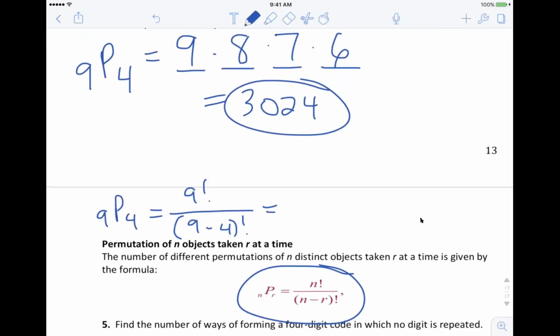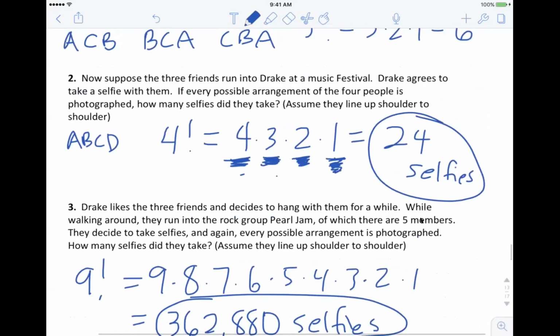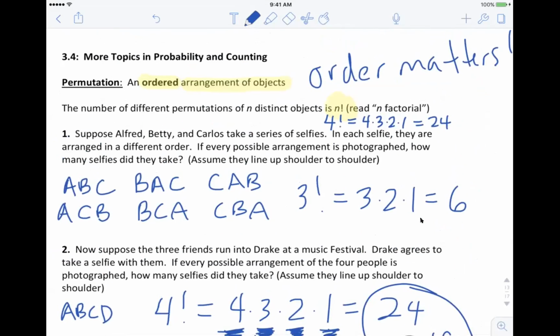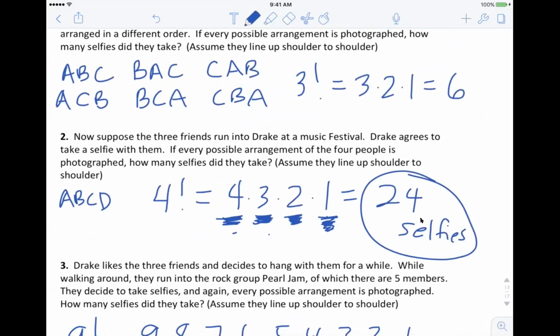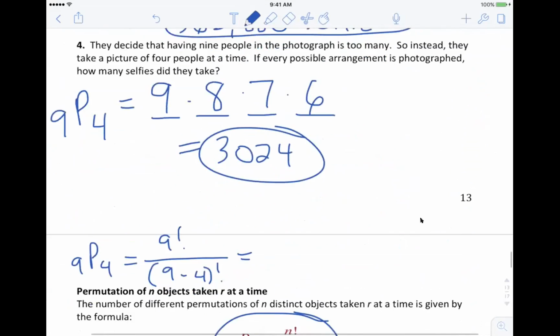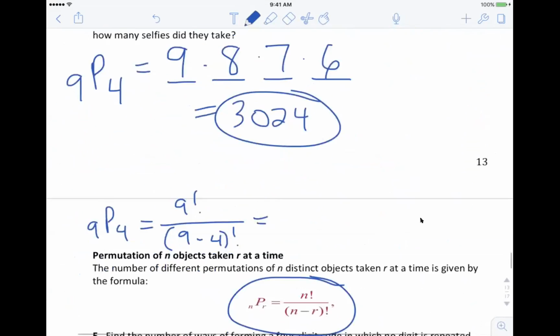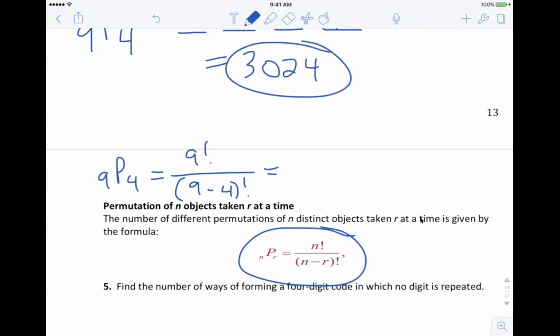This is when you're doing a permutation, but you have more objects than you're choosing in your permutation. So we have 9 to start with, but we only want 4 at a time. In the previous problems, these first 3, we had the same number of objects as how many we're choosing. We had 3, we're choosing 3. Had 4, we're choosing 4. Had 9, we're choosing 9. Here we have 9, we're choosing only 4. So that's why the formula is changing here.